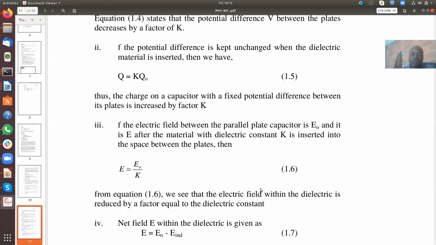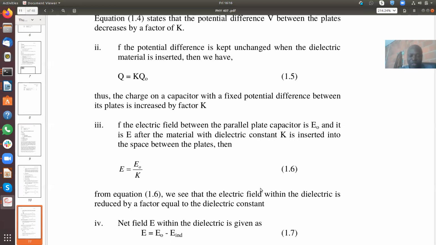Also, if the electric field between the parallel plate capacitor is E naught, and it is E after the material with dielectric constant K is inserted, you see that you generate another E when you put dielectric material in the space between the plates. Then we can write an expression, given in equation 1.6, as E is equal to E naught over K. You can see that we are trying to relate most of these properties: electric field, charge, potential difference, permittivity of free space, capacitance of a capacitor, with respect to a constant called the dielectric constant.